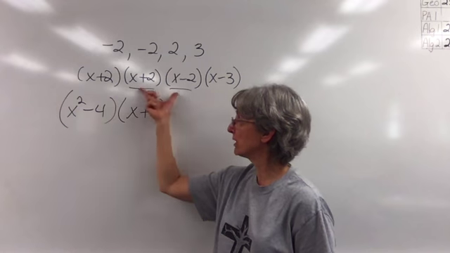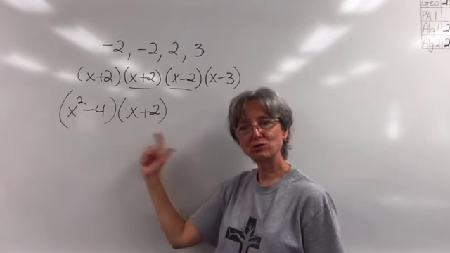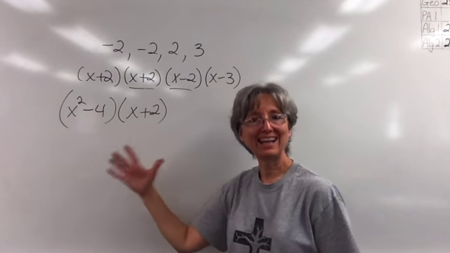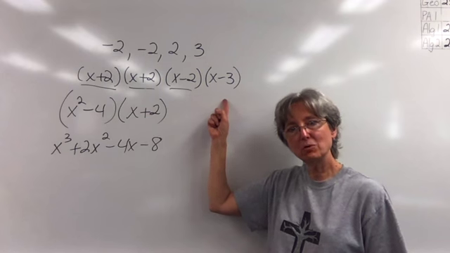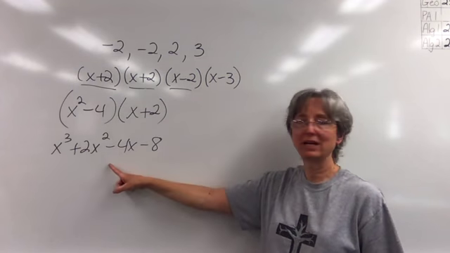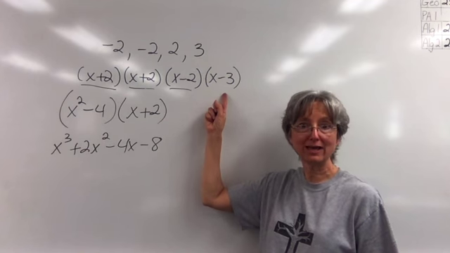Now I'm going to multiply those by x plus 2, and because both of them just have 2 terms, they're both binomials, I can FOIL. I still have one more term to multiply by this. That's x minus 3. How am I going to do that?